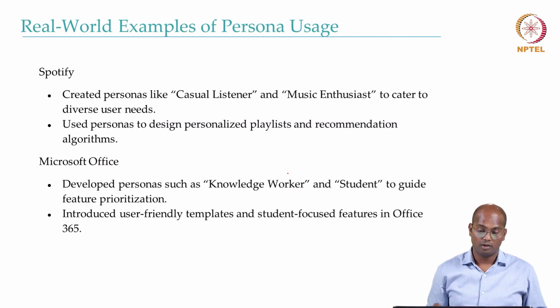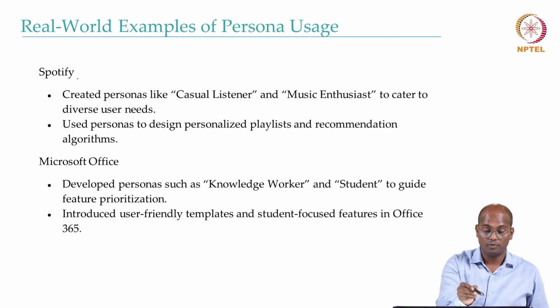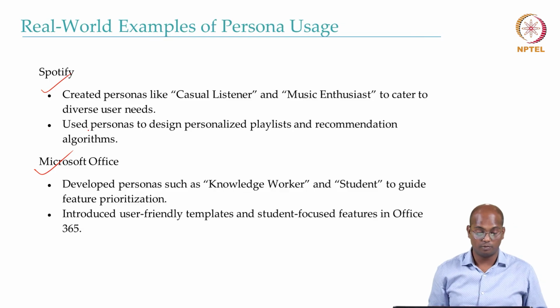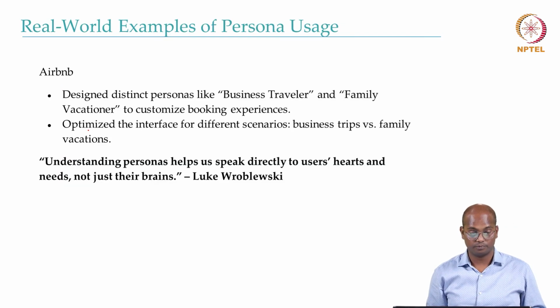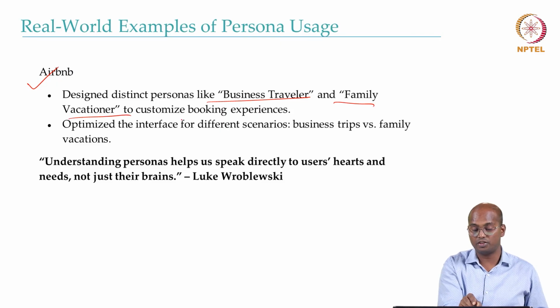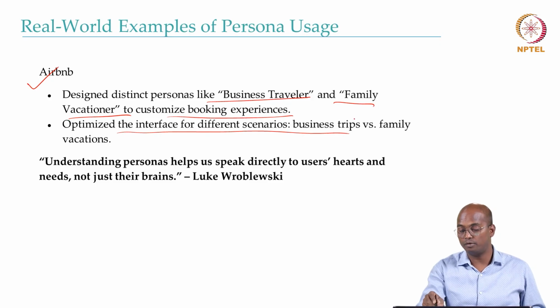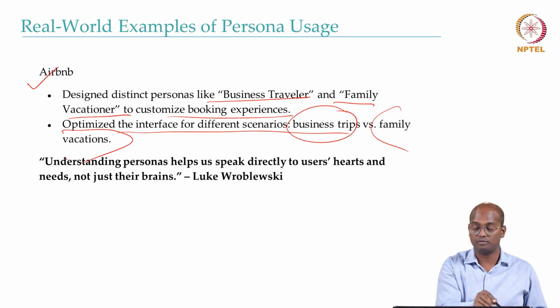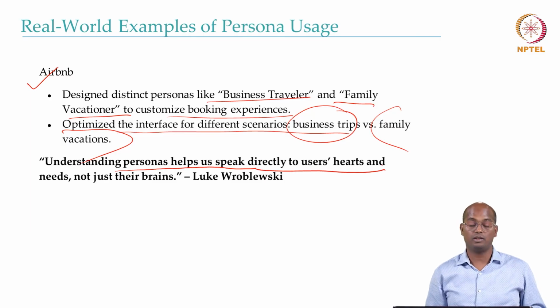Similarly, these are other examples of persona uses. So you can think of Spotify, Microsoft Office, and so on. Similarly, for Airbnb, you can think of persona like business travelers and the probably family vacation to customize booking experience. So you can optimize the interface for different scenarios like business trip and the family vacations. So Luke said, understanding the persona helps us speak directly to the user's heart and needs, not just their brains.